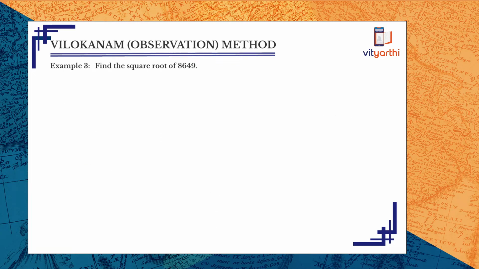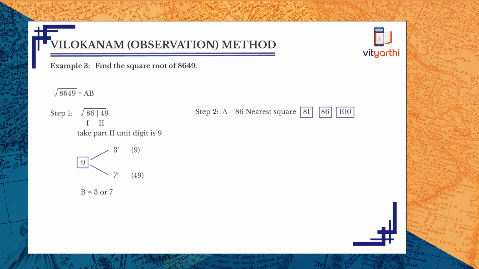How can we obtain the root of 8649? Same way, same process we will use here. In the first part 86, in the second part 49. The unit digit of 49 is 9. So B can be 3 or 7. Now we have to find out the value of A. In the first part we have 86. So the nearest square is 81. We can say A equals 9. So the value of AB can be 93 or 97.